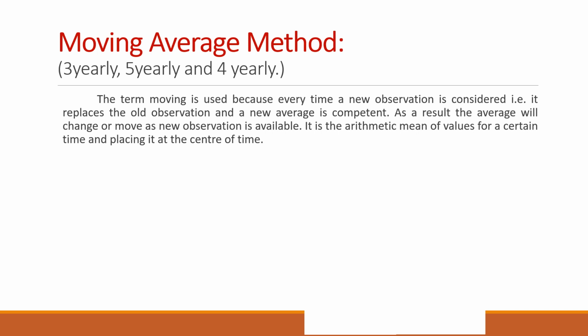So, we shall know the meaning of moving average now. The term moving is used because every time a new observation is considered, the average moves. Average means we calculate the arithmetic mean of values for a certain period of time and place those averages in the center of that time. The time may be 3 years, 5 years or 4 years. So the average is moving. With the example, you can see how the average will move.